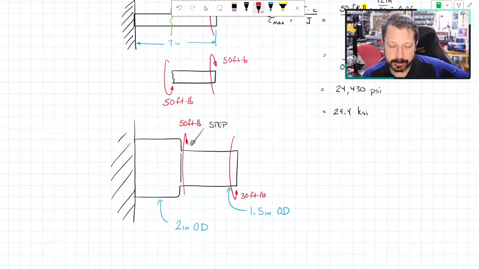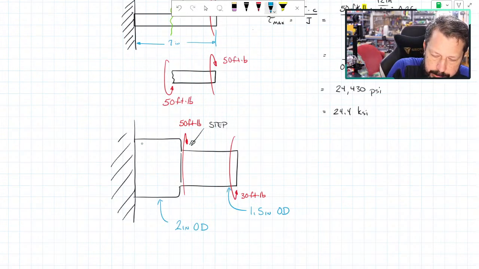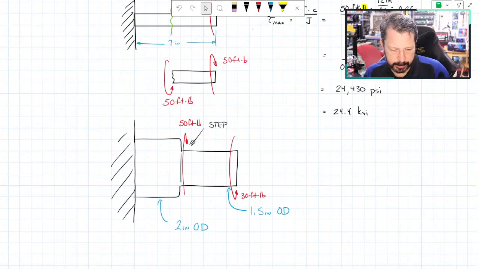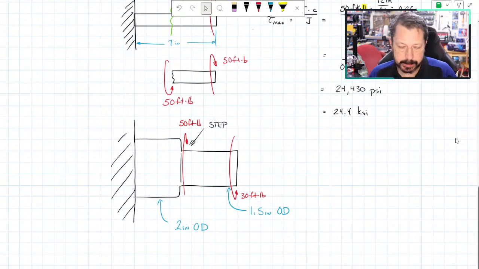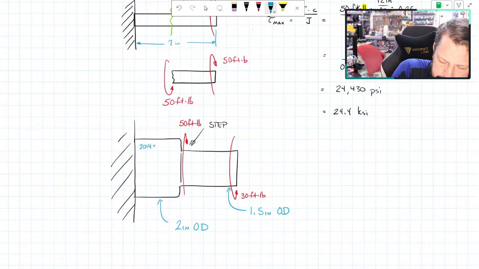The 50 we kind of justified as there's a gear there, maybe that's the input gear, and the 30 foot-pounds is some kind of output, and then it's attached to this wall, which is also weird. So it's an academic problem. So let's give it a material. We always use structural steel. Let's use something different. Let's use 2014 T4 wrought aluminum.